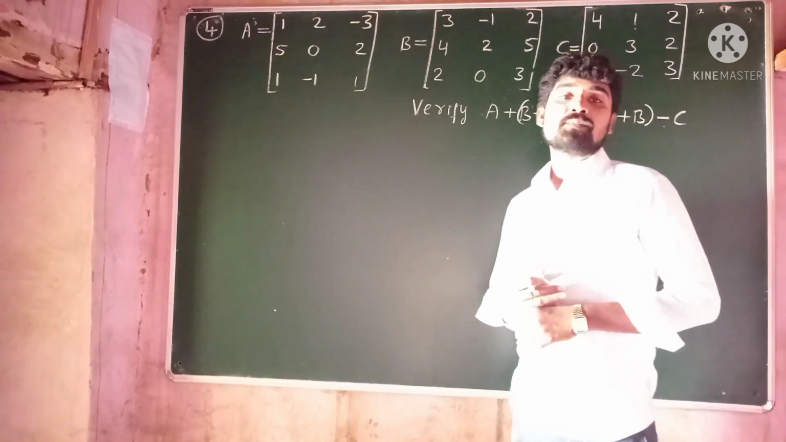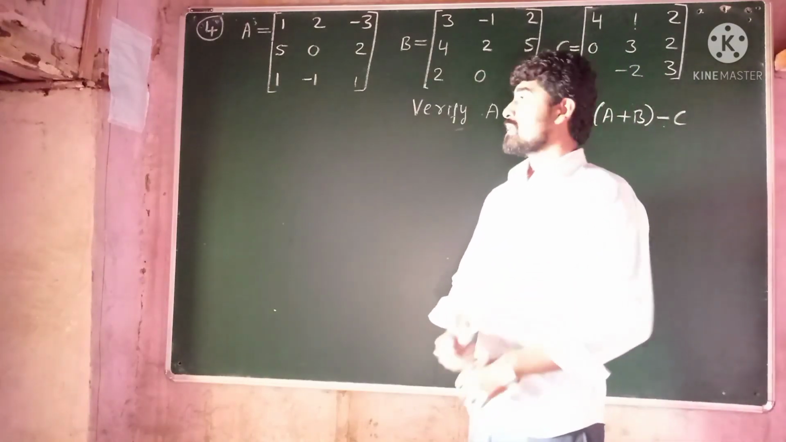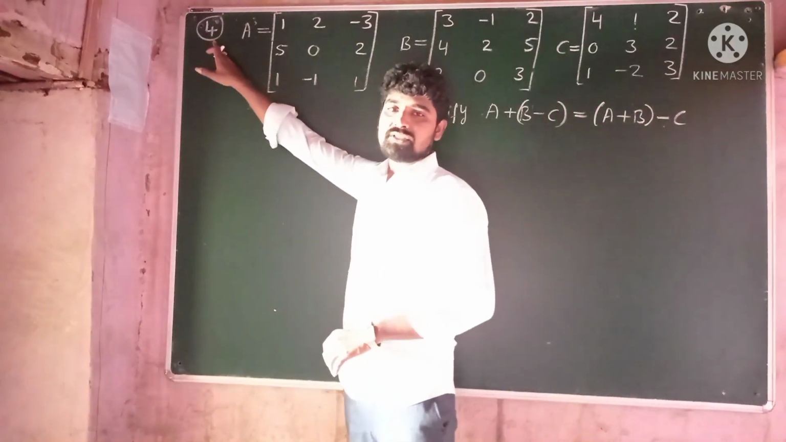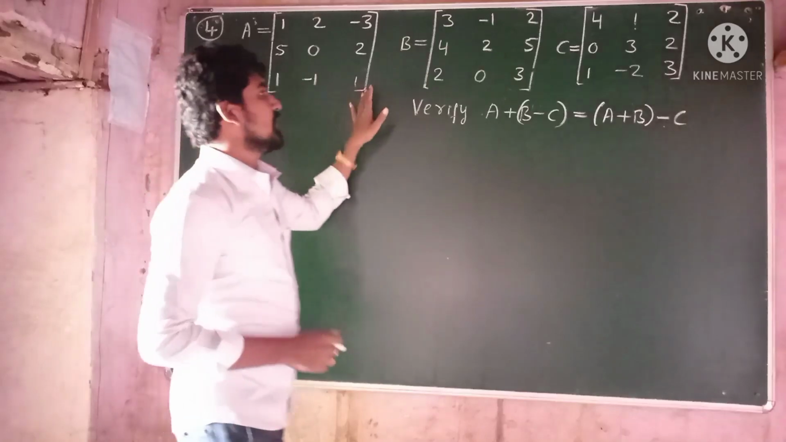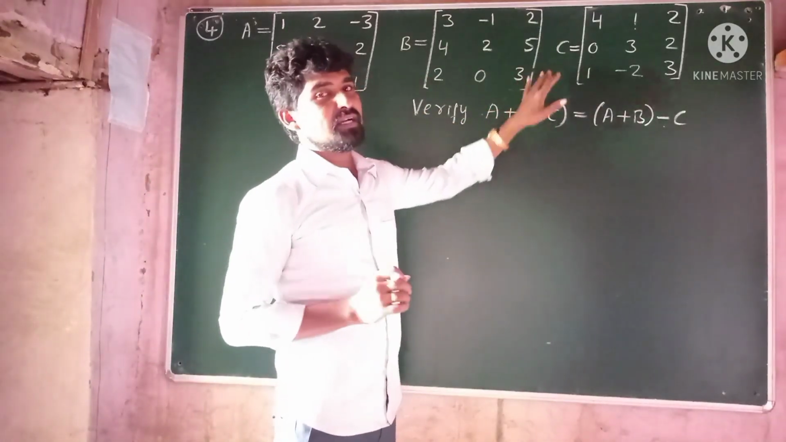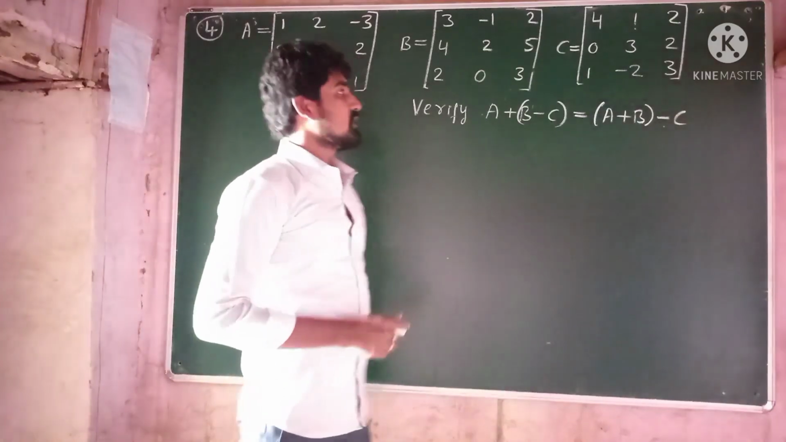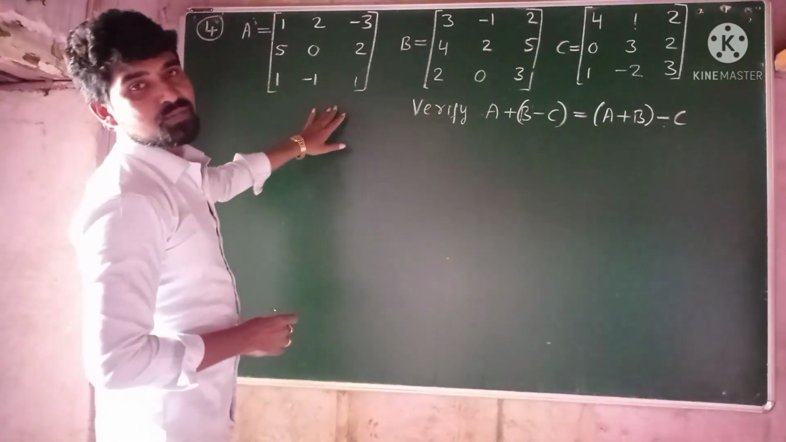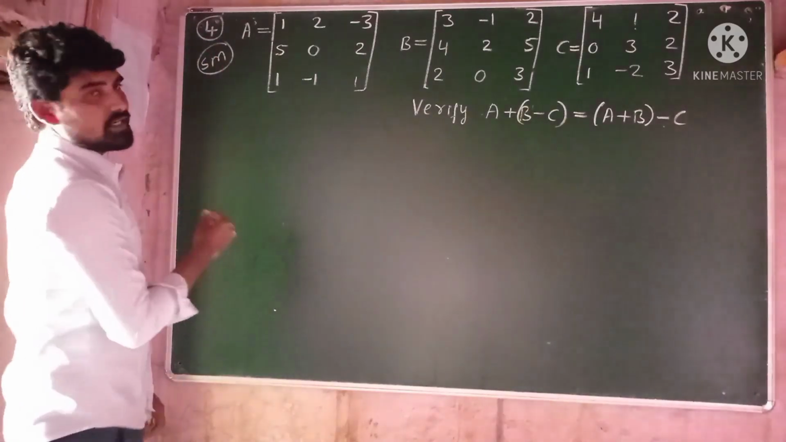Last class we completed up to question number 3 in exercise 3.2. So today I am going to discuss from question number 4, and the question is, if A, B and C are any three matrices, then we need to verify this given equation. This question is very important for a 5-mark question. So let's start the solution.